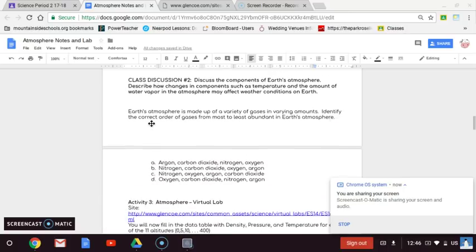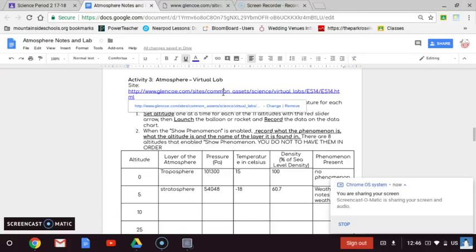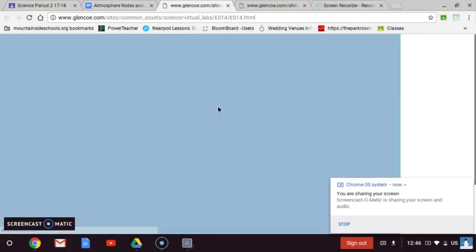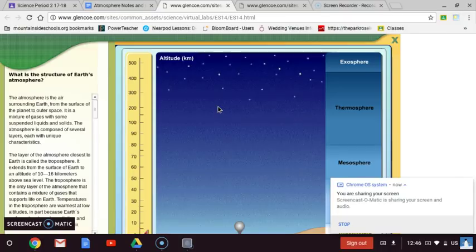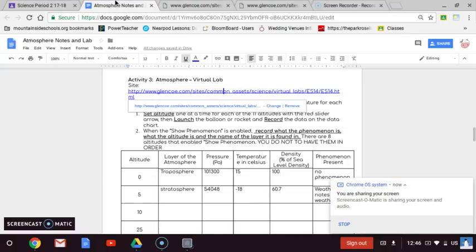Our next step for today is that we are going to be doing a virtual lab. At this time, I want you to please click on this link, and the lab will pop open. Please make sure you read the instructions throughout.